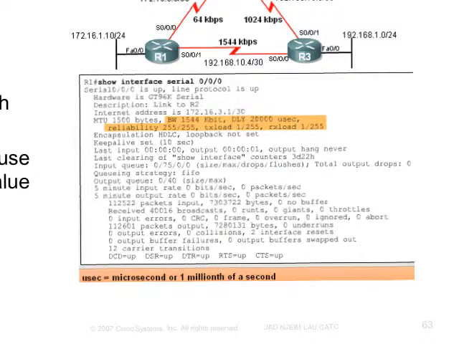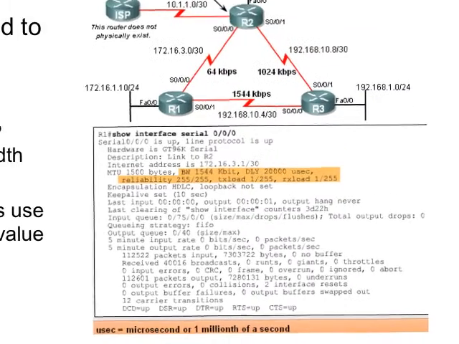A T1 connection is a serial connection between two routers, and usually the bandwidth of this type of link is about 1.5 megabits per second. But that doesn't mean that this is the only bandwidth that you can use. If your link has a different bandwidth, then you have to specify that when you set up your network.